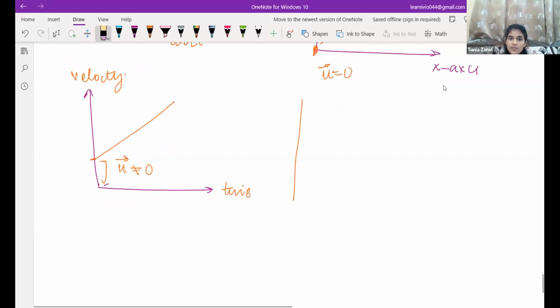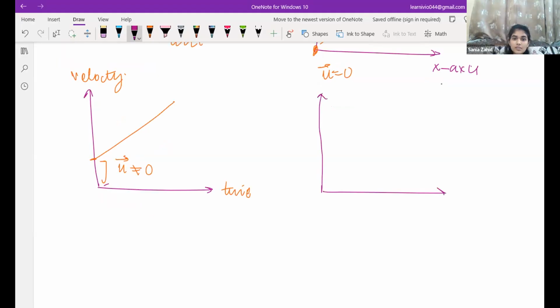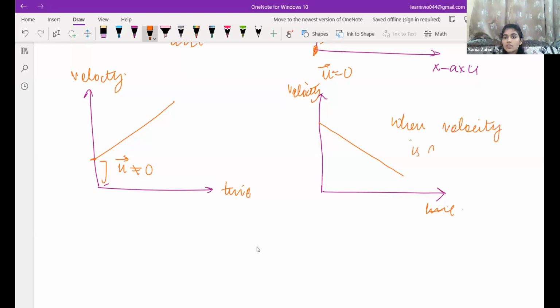Let's suppose one more case. Uniform acceleration can also be the case when your velocity is decreasing. So you will have somewhat like this graph. This is also uniform acceleration, but with decreasing velocity. The acceleration is uniform only, but velocity is decreasing. So this is velocity, this is time, and this is uniform acceleration when velocity is decreasing. So for uniform acceleration, you have how many cases?